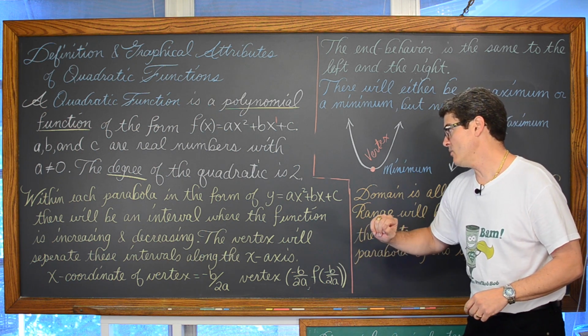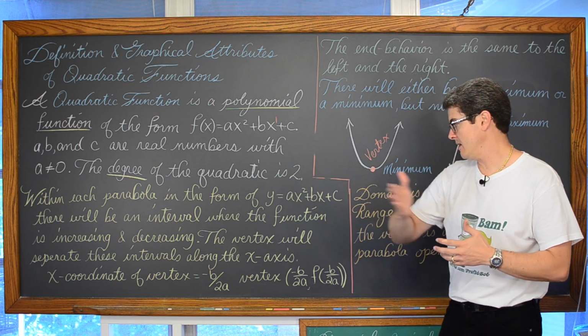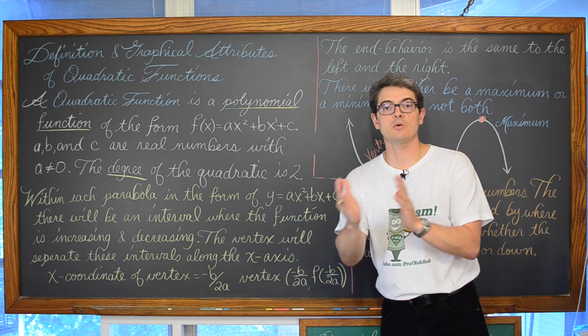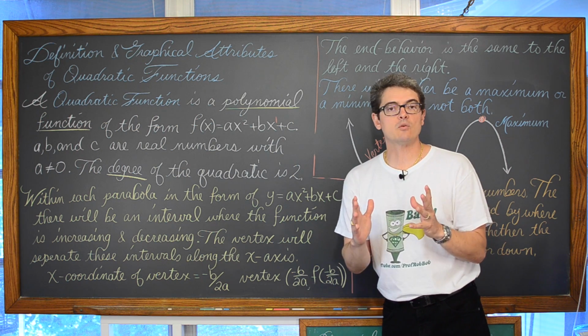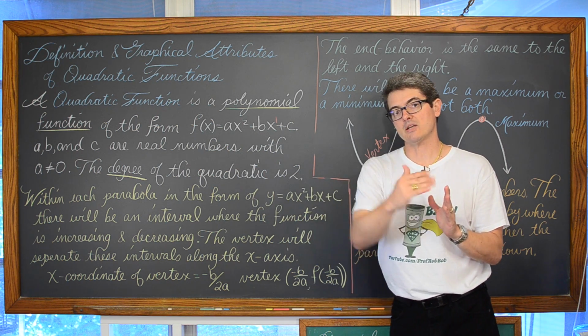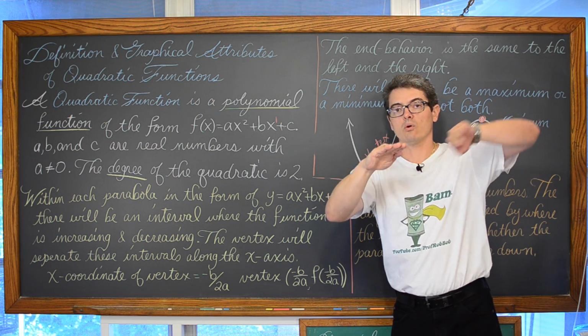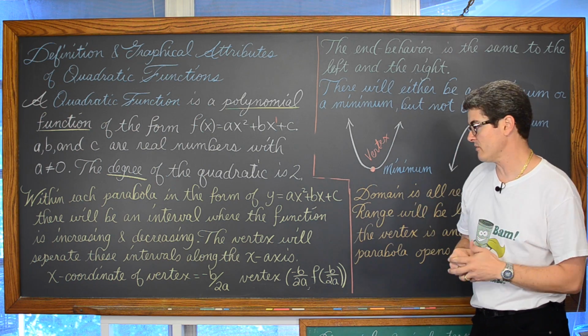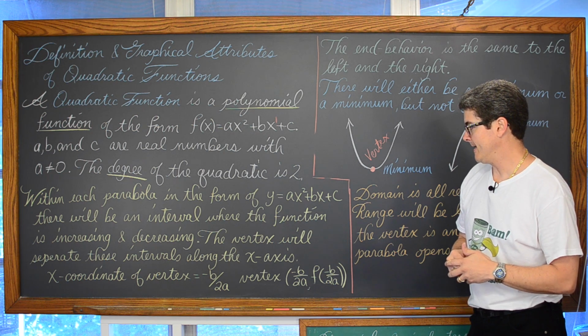The vertex will separate these intervals along the x-axis. When you're identifying intervals of increasing and decreasing on a function, I don't want to hear about the y values. I want to hear about where along the x values the graph is going down or going up. Don't mention the y values when you're talking about intervals of increasing and decreasing.